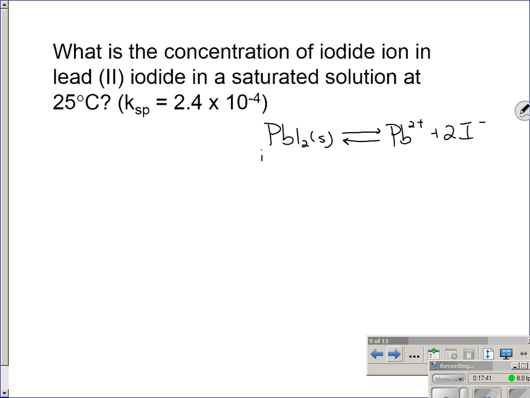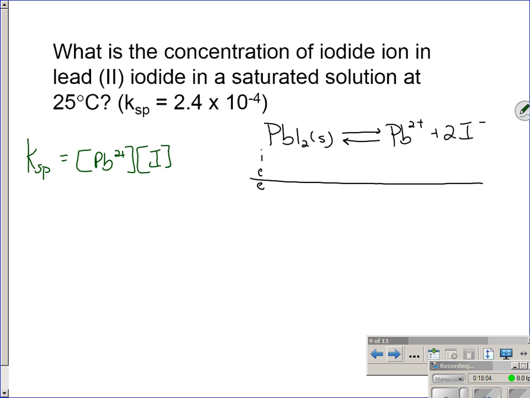So if we make an ice chart, it's going to look like that. Let's go ahead and write our law of mass action. Our equilibrium constant, KSP, that is called the solubility product constant, is equal to the concentration of lead ion times the concentration of iodide squared. We do not include the lead 2 iodide because it is a solid. Solids and pure liquids do not participate in equilibrium, but ions are always aqueous. So we will always include ions.